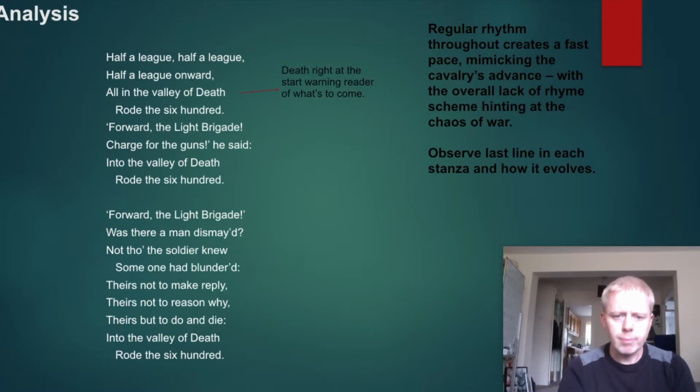So, death right at the start, warning the reader of what's to come. Kind of foreshadowing, ominous, straight away. Commanding officers speaking, so we have some actual speech in the poem. And rode the 600. They're represented as one group with one purpose.